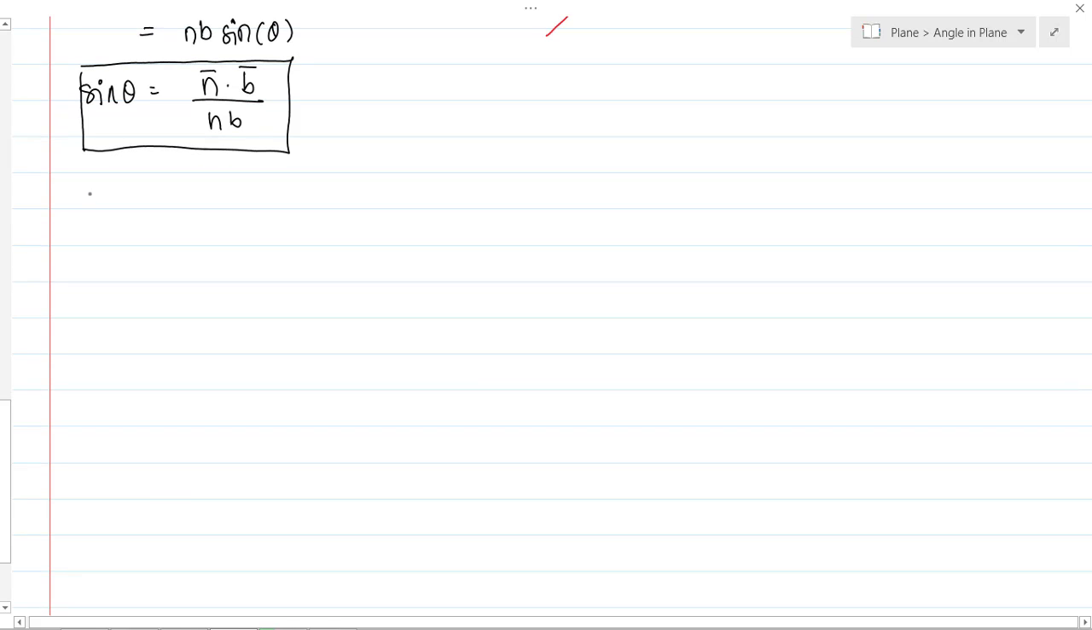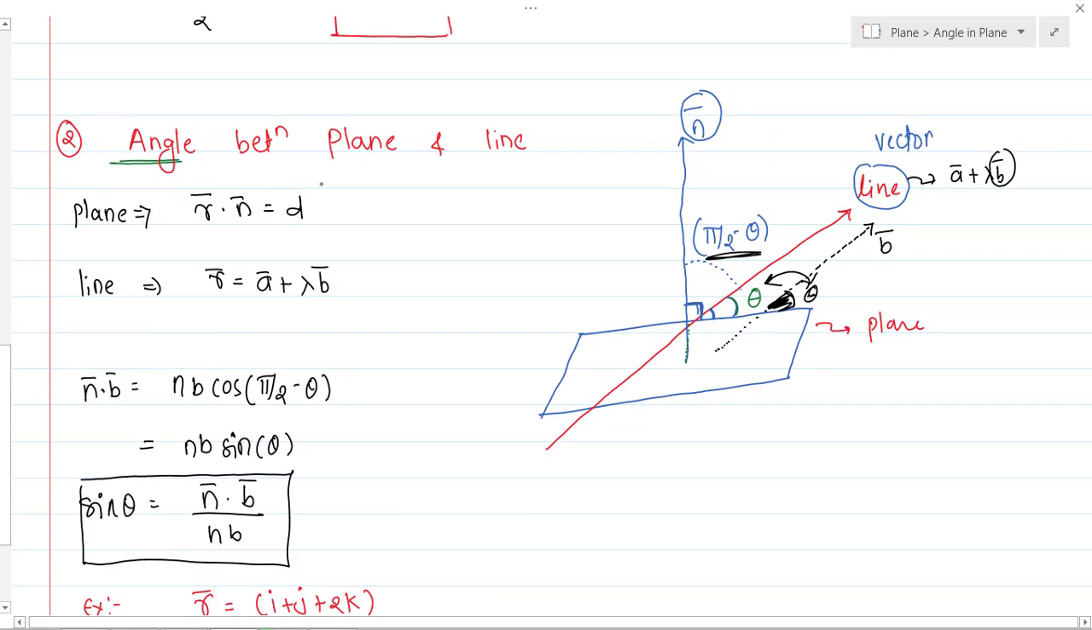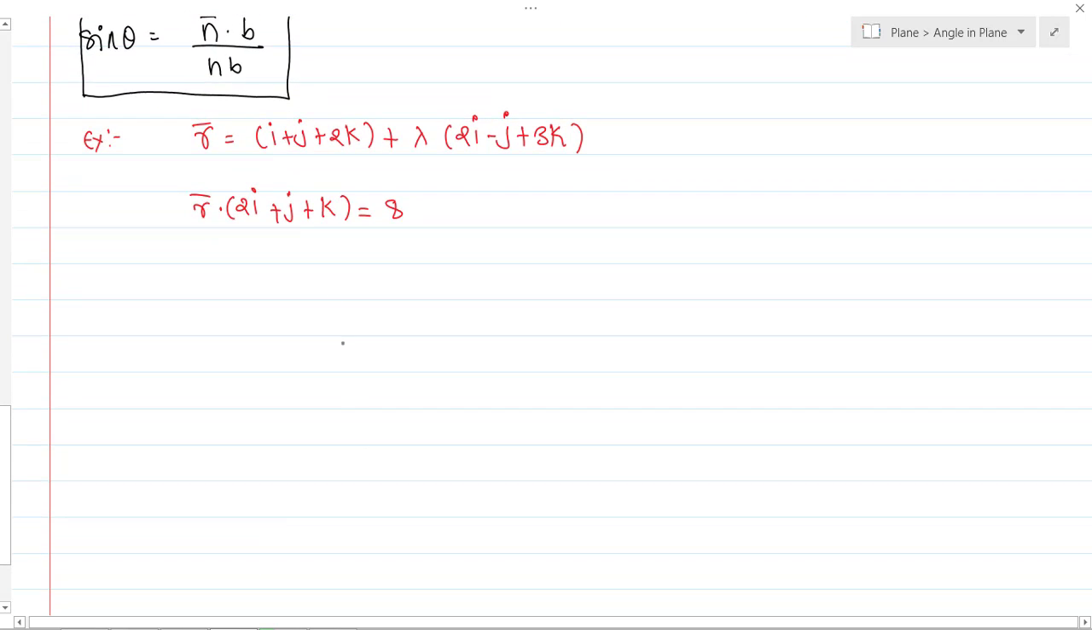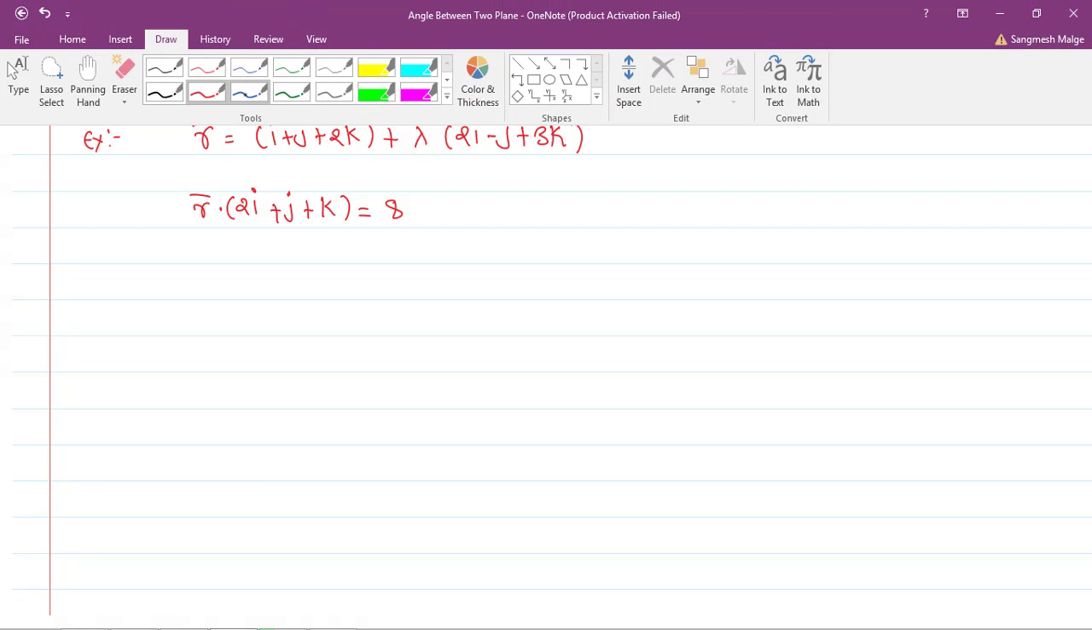So for example, suppose you have the line r bar is equal to i plus j plus 2k, so r bar is nothing but a bar plus lambda b bar, so plus lambda into 2i minus j plus 3k. So this is our line, and suppose we have the plane r bar dot 2i plus j plus k is equal to 8. Suppose this is the line and a plane. Now we have to find the angle between them.